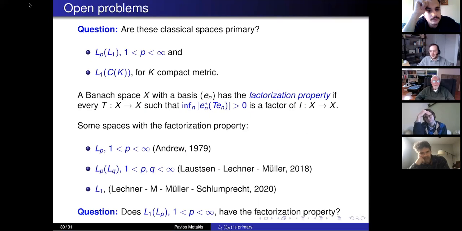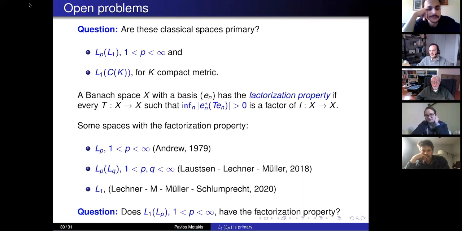For K metric, it's always primary. If you go to K non-metrizable, then there are some characterizations. Not complete characterizations, but Alspach and Benjamini have a characterization for C of alpha, where alpha is an ordinal number. I don't know for any topological space. But in the metric space setting, it is always primary. In the topological space setting, it is not always.